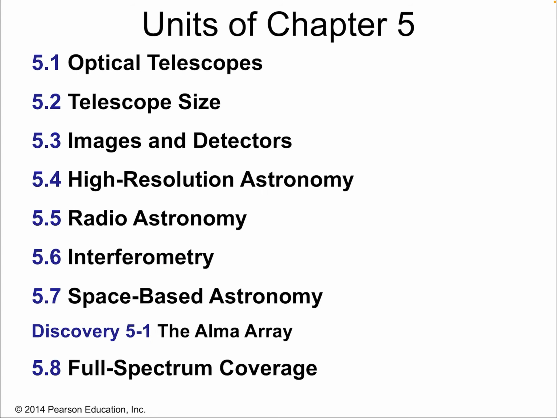All right, so let's take a look at the sections that we're going to cover. We're going to talk about optical telescopes, those are ones that use visible light. We'll talk about the importance of telescope size, including a formula to relate something called angular resolution to the size of the telescope. We'll talk about images and detectors, high-resolution astronomy, radio astronomy, so that's not using visible light, interferometry, space-based astronomy, that's having telescopes that are in orbit around Earth or somewhere else, the ALMA array, and full spectrum coverage. So other types of electromagnetic radiation besides radio and visible.